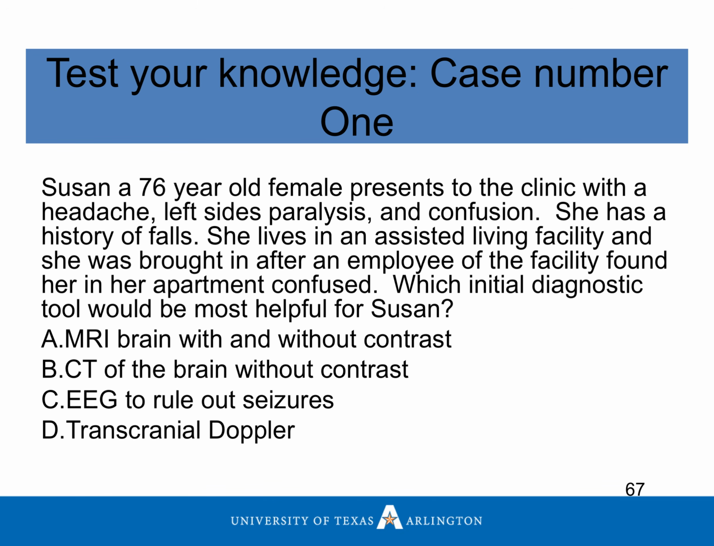A, an MRI brain with and without contrast. B, a CT of the brain without contrast. C, an EEG to rule out seizures. Or D, a transcranial Doppler. So what would you do for Susan first? I'll give you some time to answer.